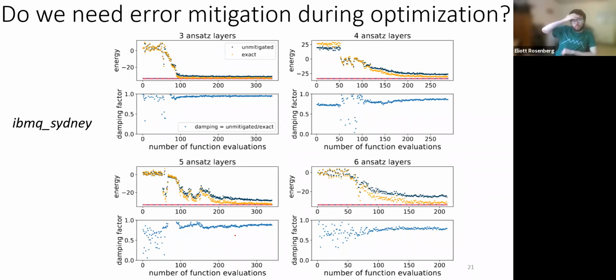Another thing that I'd like people to take away from these plots is that the damping factor, which is the ratio between the blue dots and the yellow dots, is not constant. You can see it's increasing here, and it's increasing here. And this indicates that the damping factor is not completely independent of the point in parameter space, which is kind of a mark against method 2 that I showed you before, which assumes that it's independent of the point in parameter space.